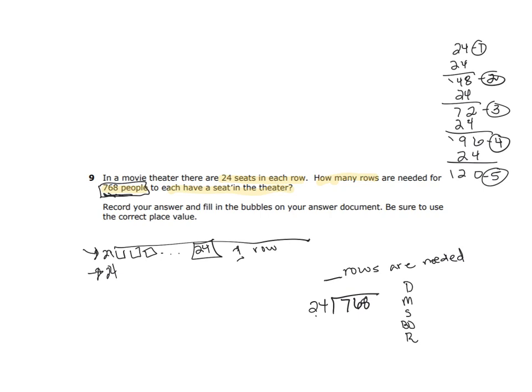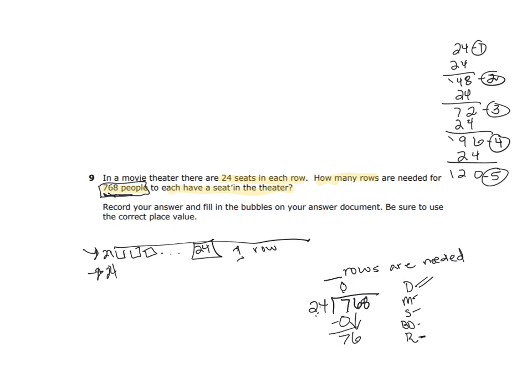24, so first I'm going to divide. 24 goes into 7 0 times. 24 times 0, I'm multiplying, is still 0. Subtract 7, bring down my 6. Okay, now I'm repeating, meaning I'm going back to divide.